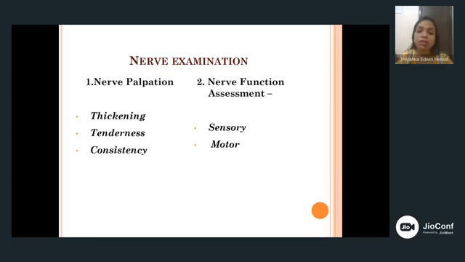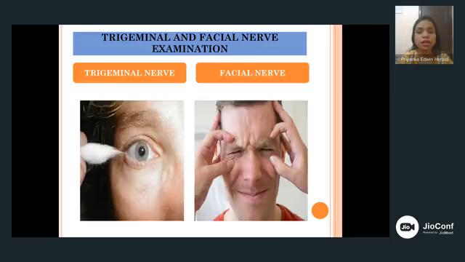And secondly, we see the nerve function assessment. As you can see, the nerve functions are of two types: sensory and motor. So these we can check in the nerve examination. These 2 points, nerve palpation and nerve function assessment, we will be seeing further for all the nerves. First and foremost, we will see the trigeminal and facial nerves, the two main nerves which are affected in the face of the leprosy patient.